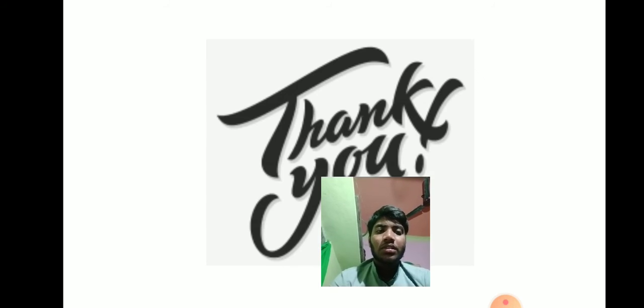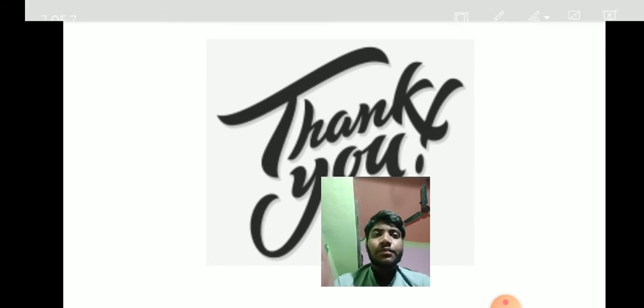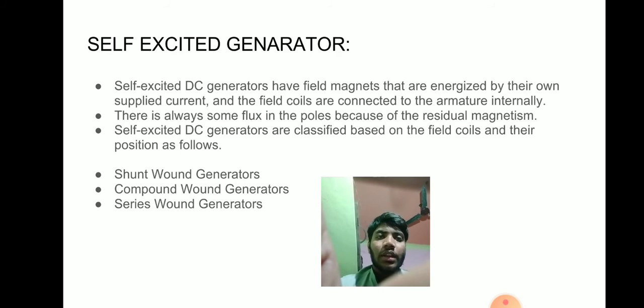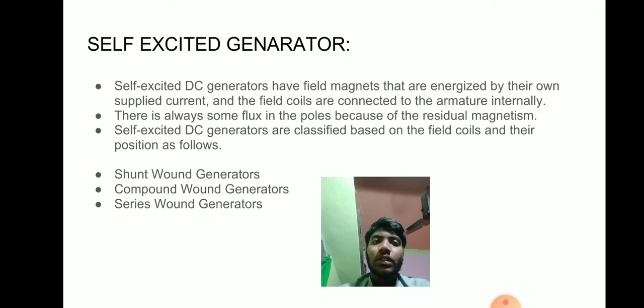Self-excited DC generators are also classified based on the field coils and their position. First one is the shunt wound generator, second one is the compound wound generator, third one is the series wound generator. And among these three types, I would like to say something about the shunt wound.